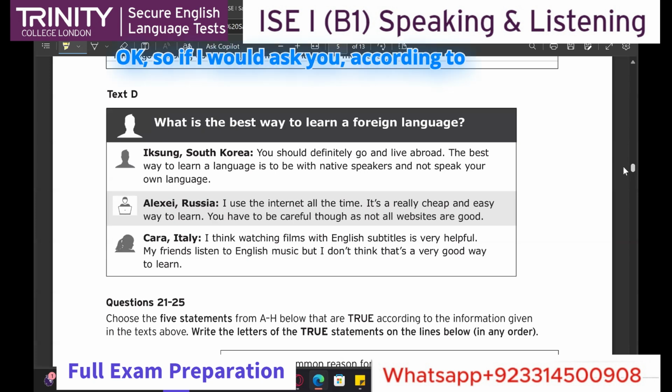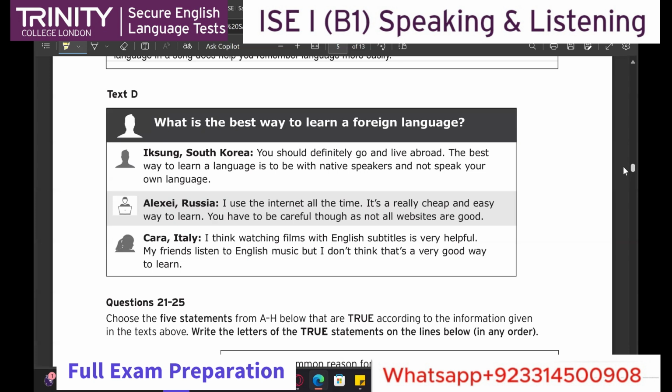Okay, so if I would ask you, according to this paragraph, what are the different methods that they have told about for learning a language? About watching films, using the internet, and talking with native speakers. Good. Using the internet, watching films and so on.